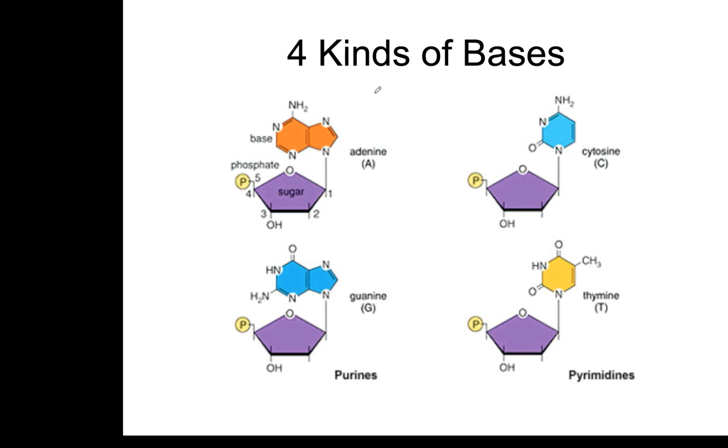So let's look at 4 kinds of nitrogenous bases. We call them simply bases. Can you see the two ring structure adenine, two ring structure guanine, single ring structure cytosine, single ring structure thymine. So there are 4 kinds of base in DNA. They are adenine, guanine, cytosine, thymine.